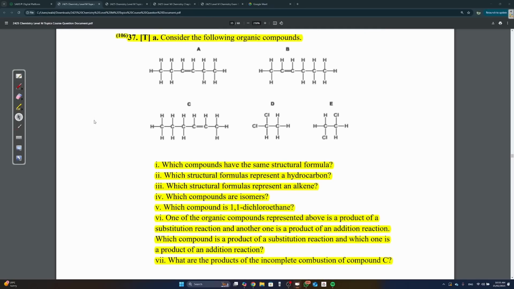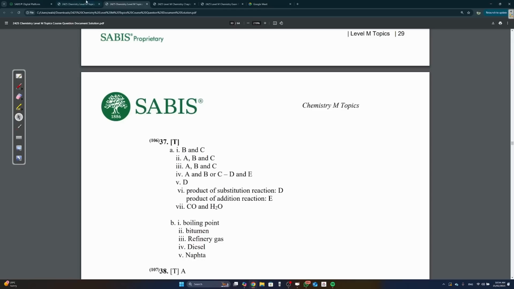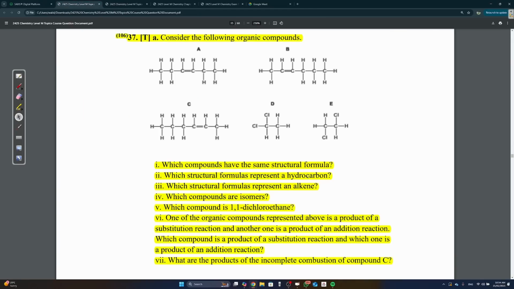Consider the following organic compounds. Which compounds have the same structural formula? Let's take a look. It should be C and B. They look like they have the same because they both have a carbon double bond, and if you count the carbons, you have the same amount. So B and C. Which structural formulas represent a hydrocarbon? A, B, C, but not D and E. Why? Because they have chlorines. So A, B, and C.